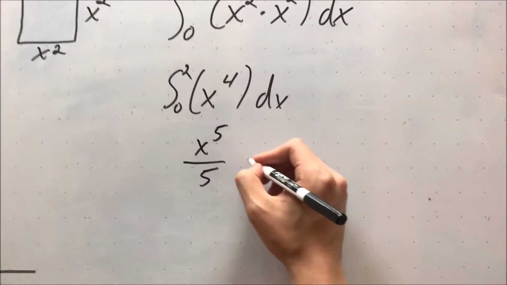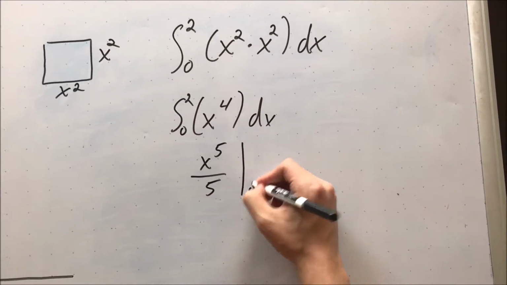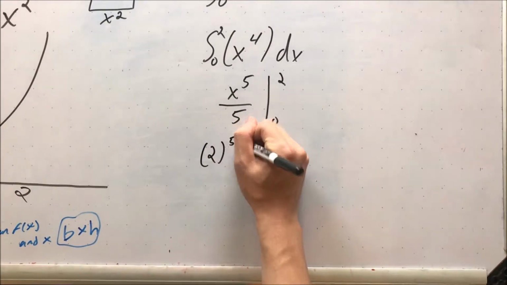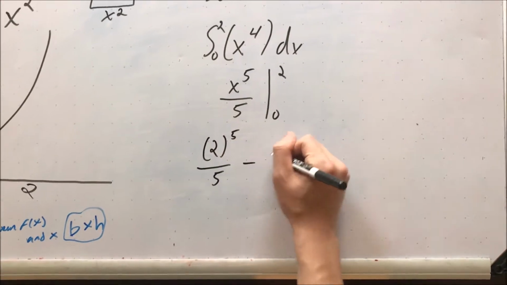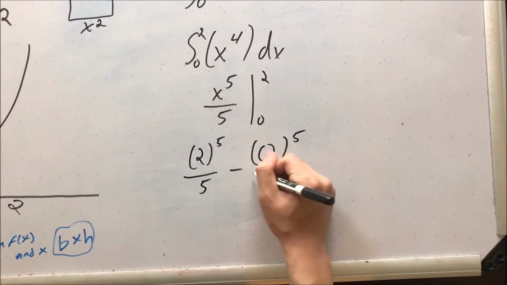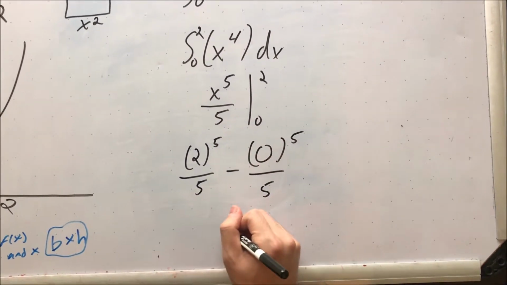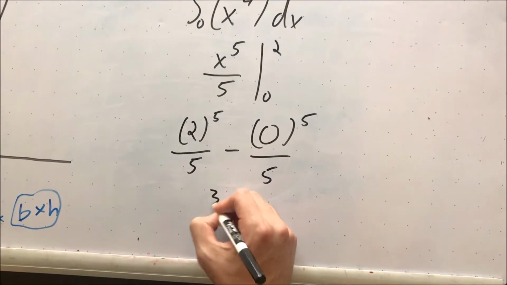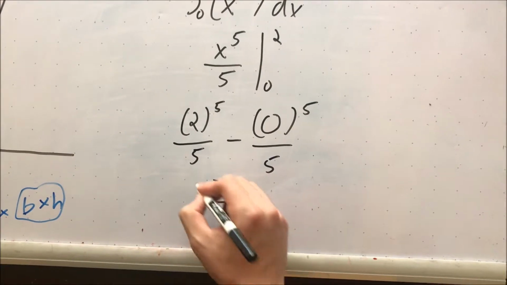So using the bounds 0 to 2, we're going to find the integral of x to the fourth, which is x to the fifth over 5. And then we're going to evaluate using the f of b minus f of a equation, making it 2 to the fifth over 5 minus 0 to the fifth over 5. The 0 cancels out, giving you 32 over 5.